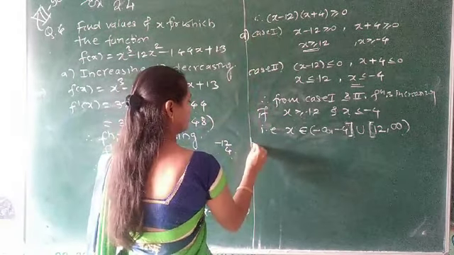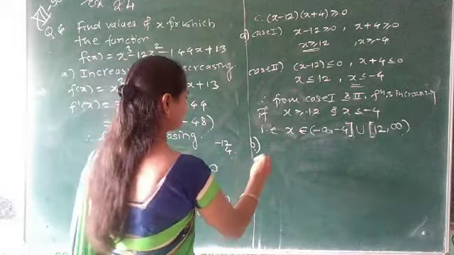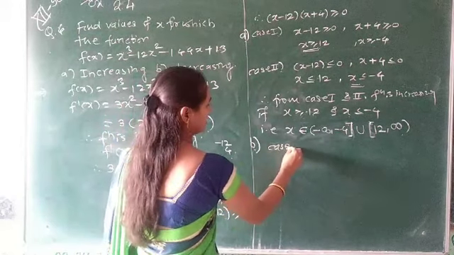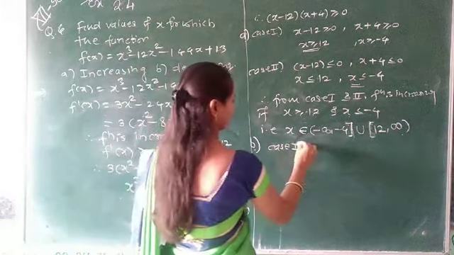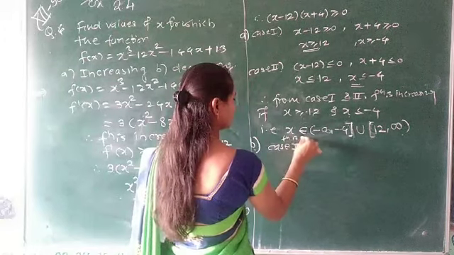A for increasing and here B for decreasing. Case first. Now here the function is decreasing.